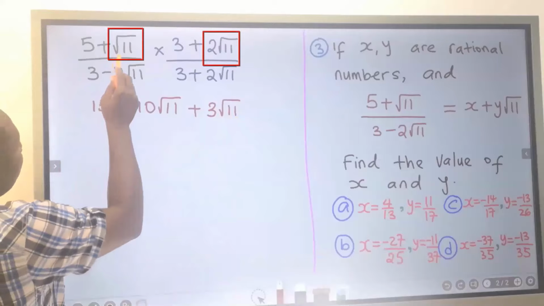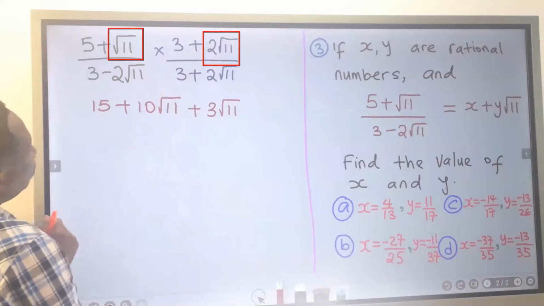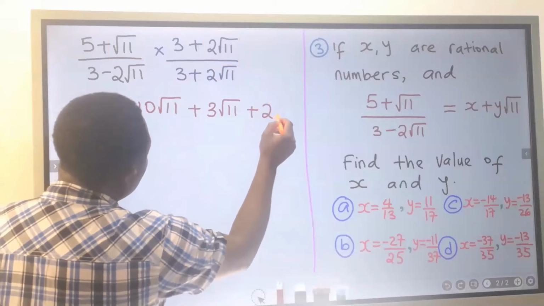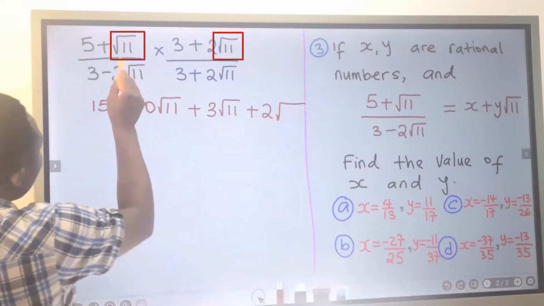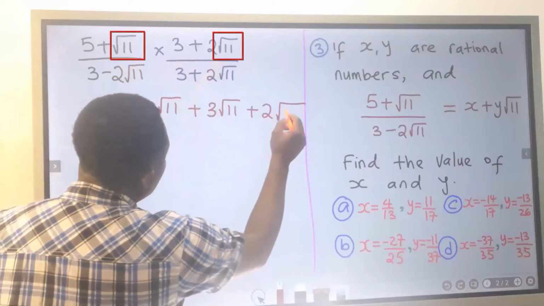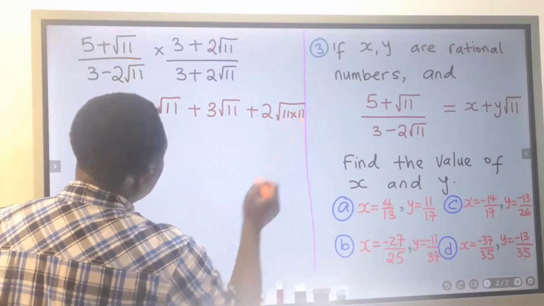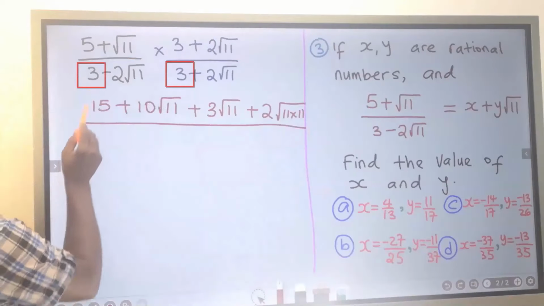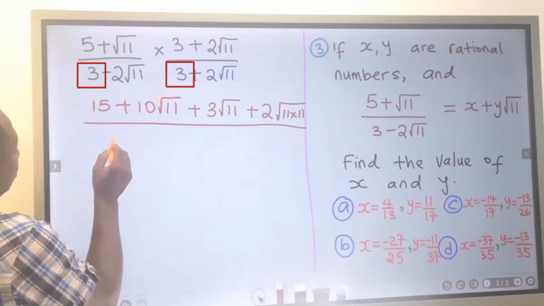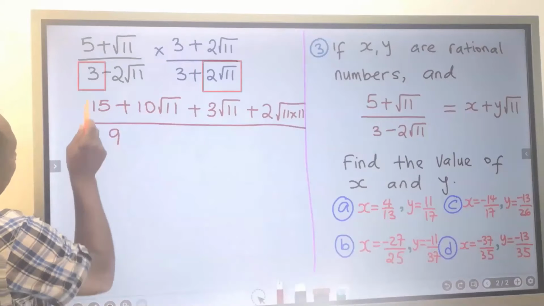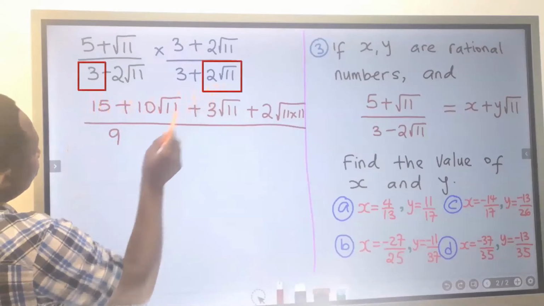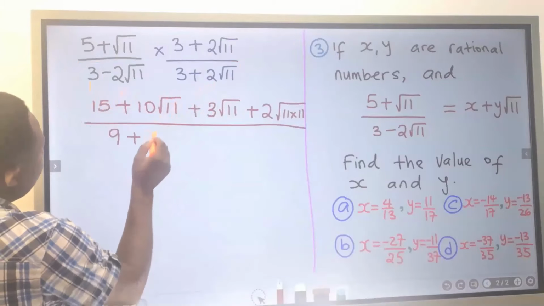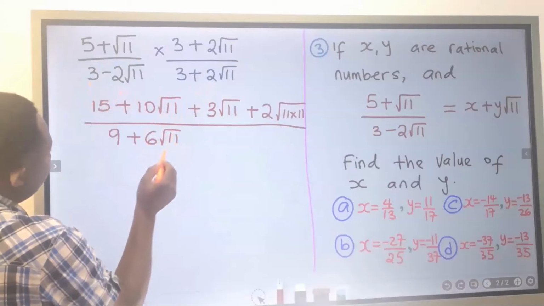Next, root 11 multiplied by 2 root 11. We're going to have times 2 multiplied by, inside the square root, 11 will multiply 11. Next, at the denominator, 3 multiplied by 3, you're going to have 9. 3 will multiply 2 root 11. We're going to have plus 3 times 2 is 6 root 11.